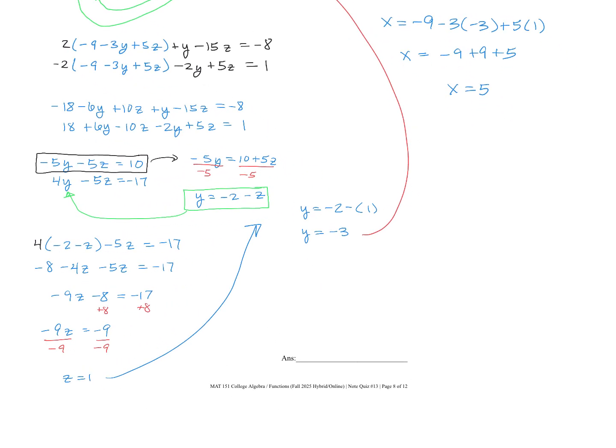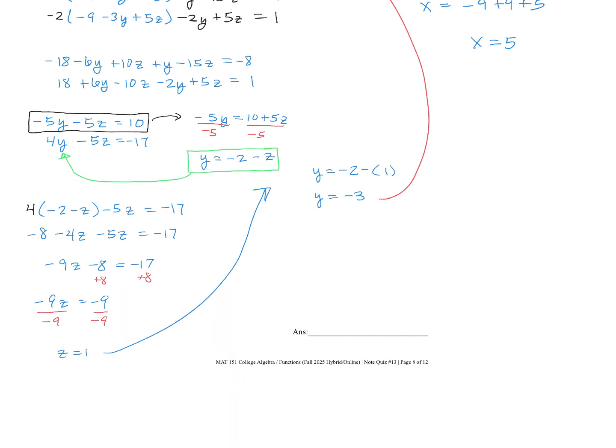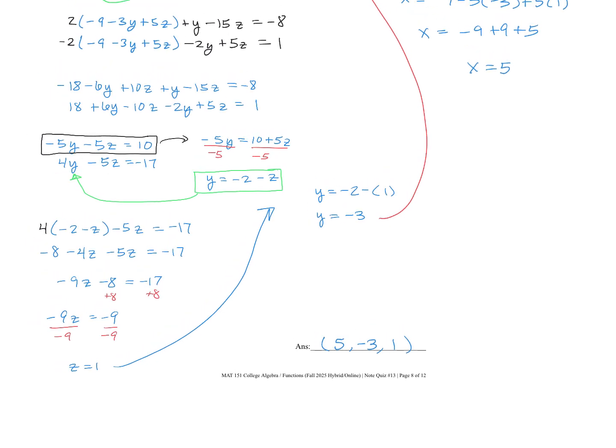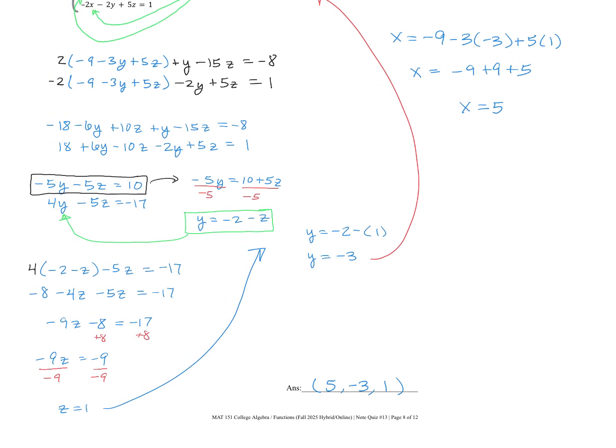So we now found the values for all 3 of our variables. The solution is written as an ordered triple, which means it's going to have the x first, then it's going to have the y number, and then finally the z number. And what we found here is 3 numbers that will make all 3 equations true at the same time. And that's what it means to be a solution for a 3 by 3 linear system.